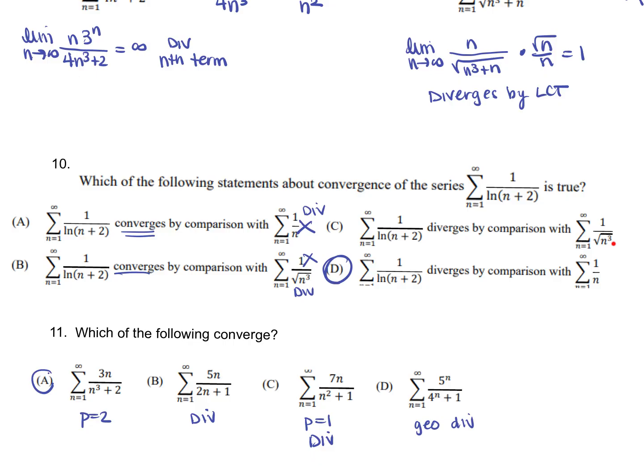This one I'm comparing to n to the 3/2, which is bigger than 1, so this one converges, so I know it's not C. So that's not true. And then here, this one diverges, and they told you it converged. It has no choice but to be D.